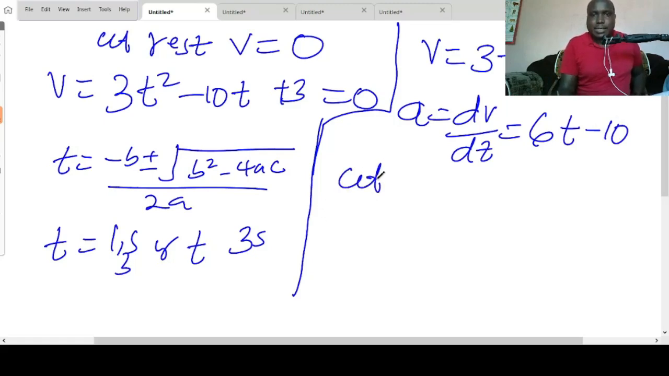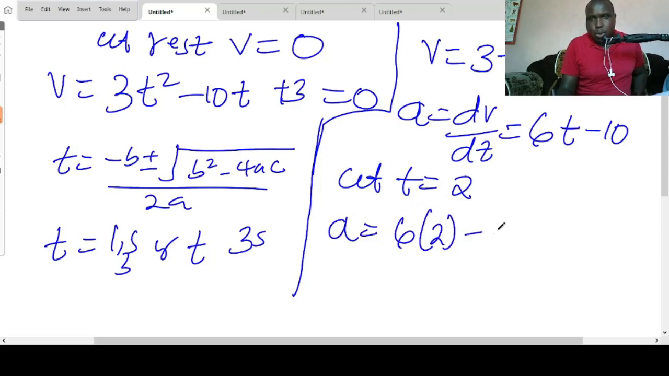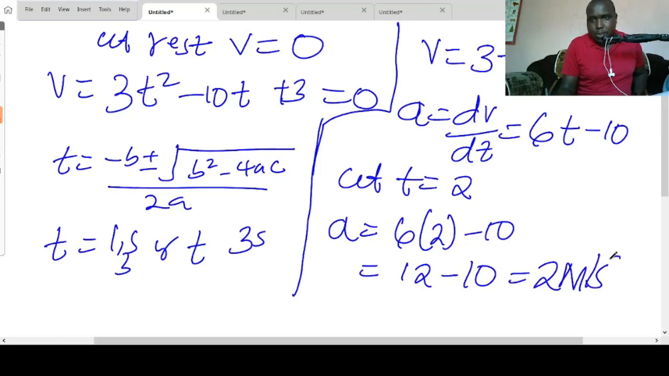But when t is equal to 2, then a will be 6 times 2 minus 10. This one will be 12 minus 10, which is 2 meters per second squared, because acceleration is written in meters per second squared. Very important.